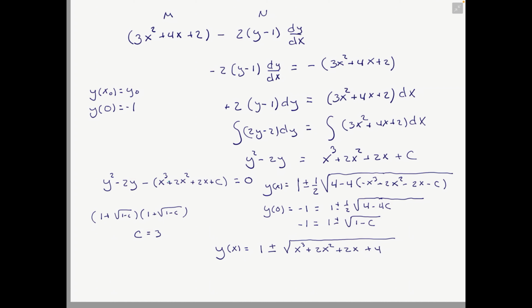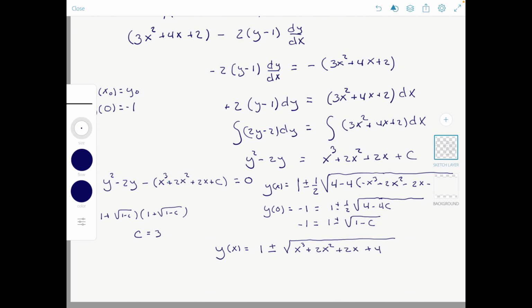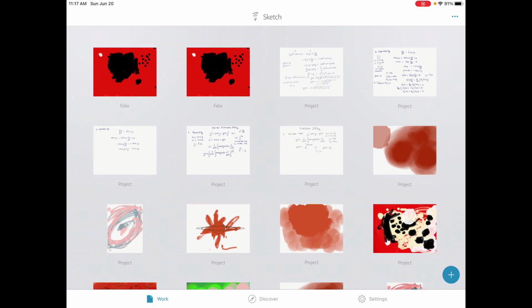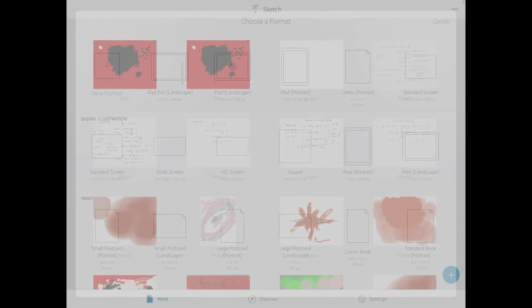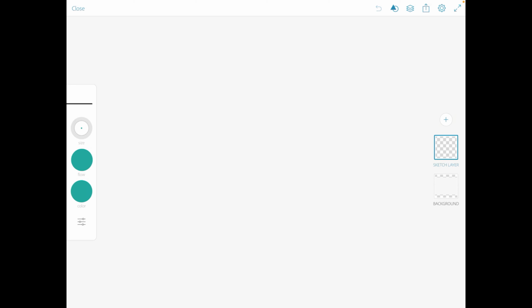And in this case, we have to make a decision between a positive and negative solution. But that would be the solution in this case. So that's just how separable equations are looked at.